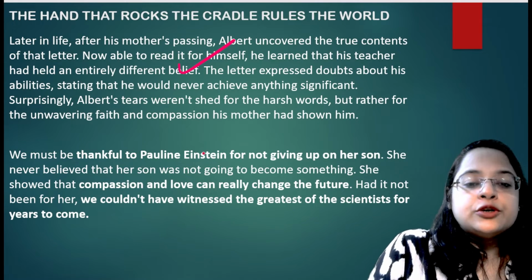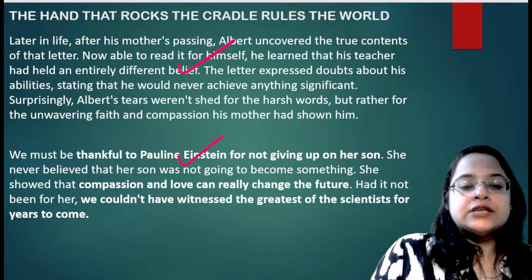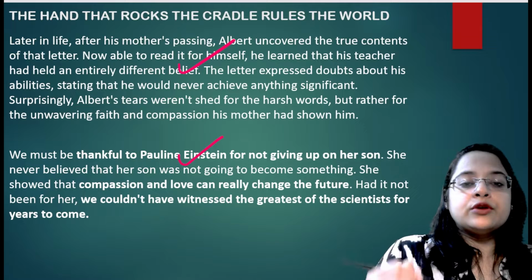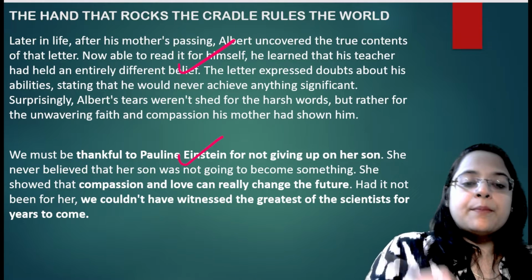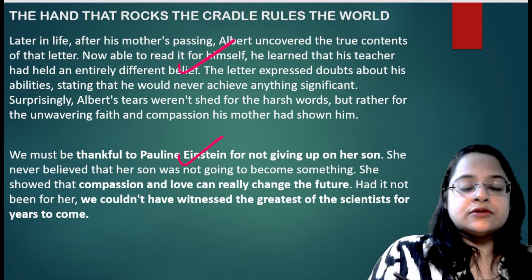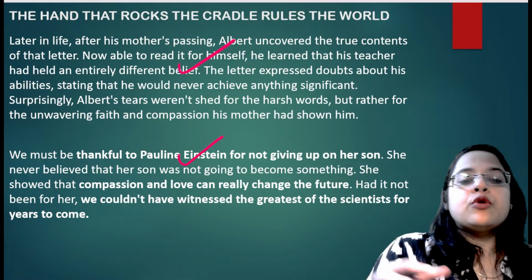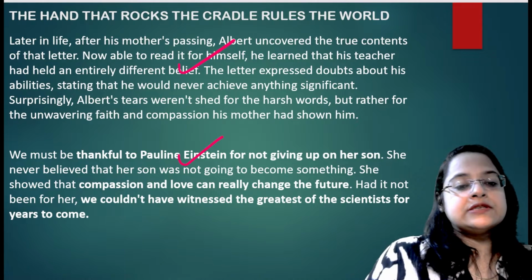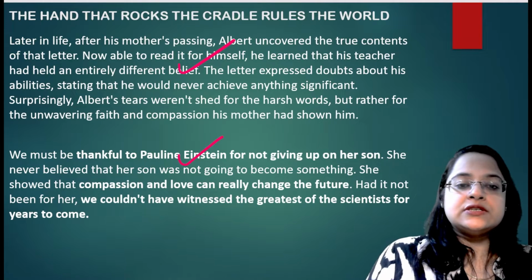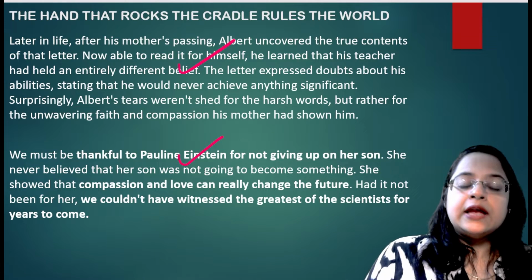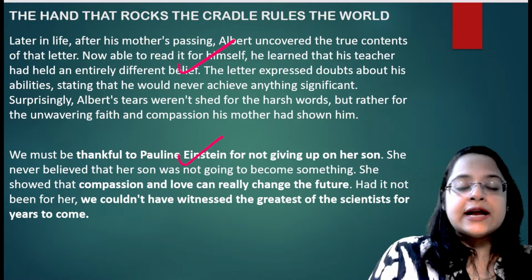So we must be thankful to Pauline Einstein for not giving up on her son. She never believed that her son was not going to become something in his life. She always showed that compassion and love can really change the future. Had it not been for her, we couldn't have witnessed the greatest of the scientists for the years to come. So this is how you should build up the anecdote which justifies the wholesome meaning of the essay. Here in this anecdote, the importance of mother's nurturing on the child has been shown.